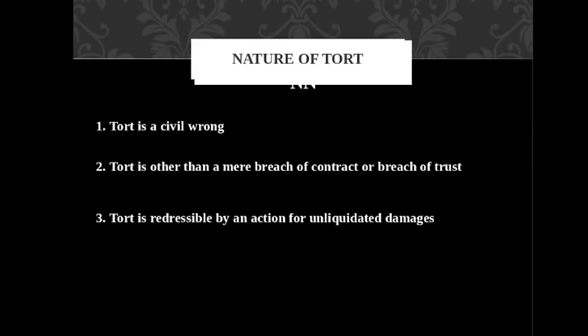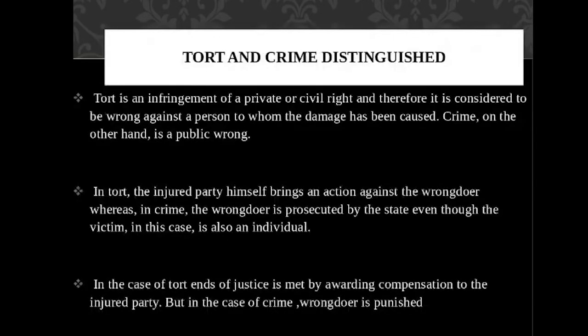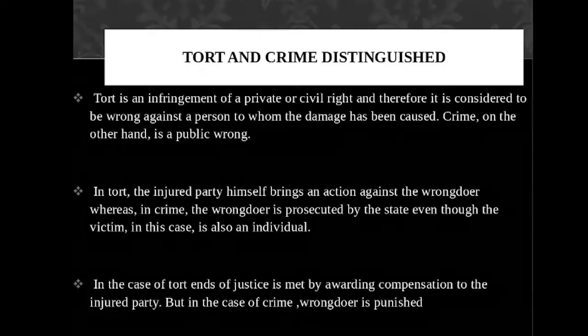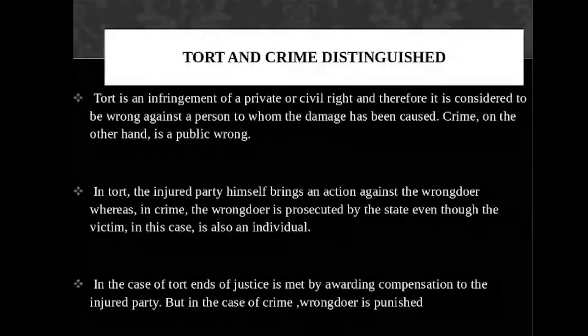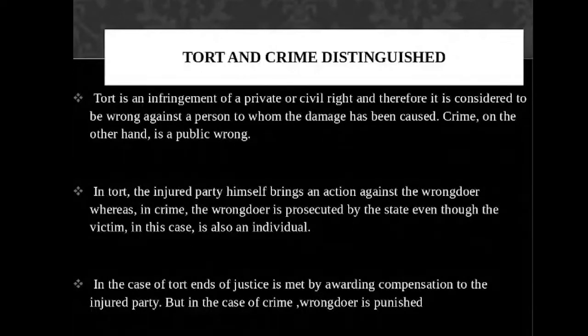Now moving to the next slide. The difference between tort and crime. So as you know, tort is an infringement of a private or civil right, and therefore it is considered to be a wrong against a person to whom the damage has been caused. But on the other hand, when you analyze crime, it is a public wrong. So in tort, the injured party usually brings an action against the wrongdoer. But coming to criminal law, the wrongdoer is prosecuted by the state. The victim is an individual, but still it would be the state which institutes the proceedings against the wrongdoer.